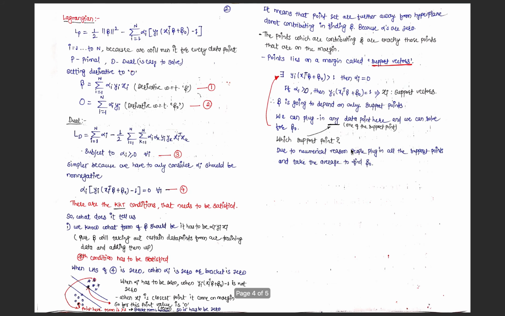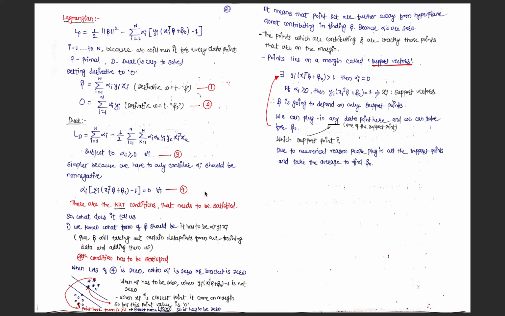So here we can use a Lagrangian multiplier. The Lagrangian primal form is this: our main function, which we have to maximize, minus the summation of i equal to 1 to n of that constraint. Okay, so here we have written the primal form. i goes from 1 to n because we will run it for every data point. Okay, p denotes the primal and d denotes the dual. The dual will be easier to solve. Setting the derivative to 0, we are setting the derivative equal to 0.